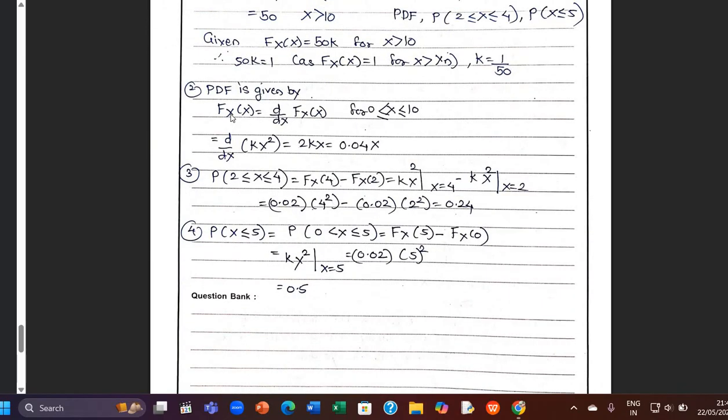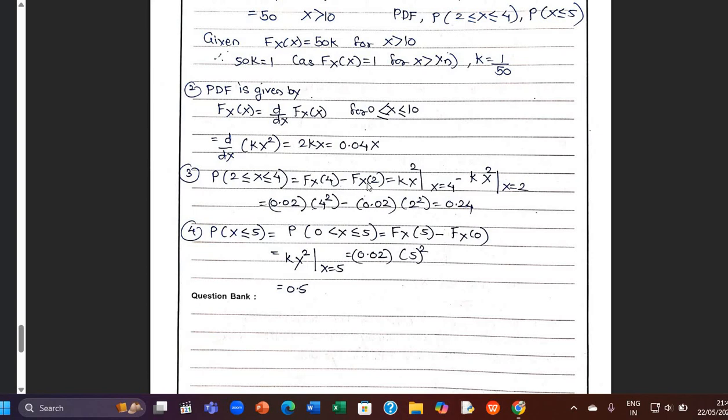So this is the first thing. Now the PDF we want to calculate. So f_X(x) is equal to d/dx of F_X(x) for x greater than 0 and less than 10. Now that will be d/dx of kx square, which is equal to 2kx, which is equal to 2 into 1 by 50, so it comes out to be 2k into x, that is 0.04x.